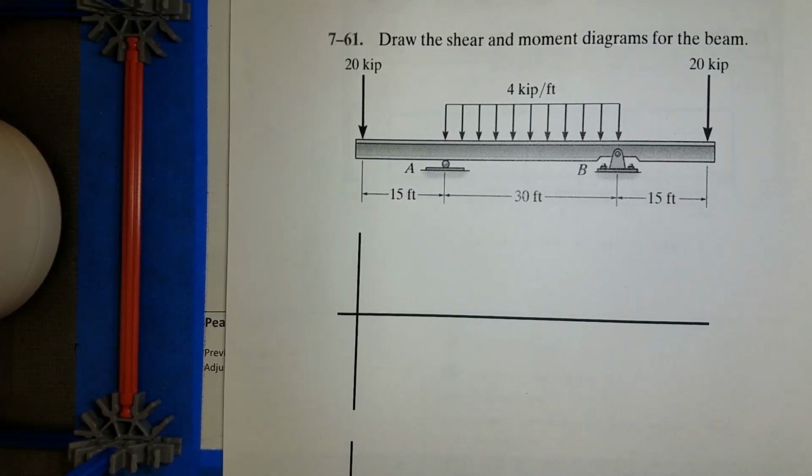And so it says, draw the shear and moment diagrams for the beam. This is the same beam that we had before. And now we just need to use the formulas that we got. So, if you guys don't mind, let me get a ruler real quick.